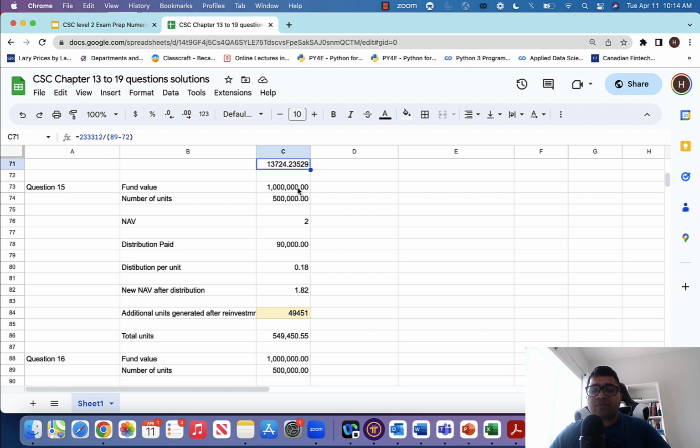So let's see how will that work. So the fund value is 1 million. The number of units you have is 500,000. The first thing you have to do for solving questions like this is calculate the NAV. So NAV is nothing but fund value divided by number of units. So it is $1 million divided by 500,000. So $2 per unit. Then the distribution was paid $90,000, right? So this distribution is going to drop the NAV.